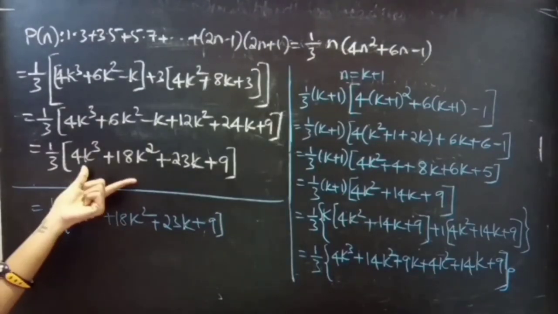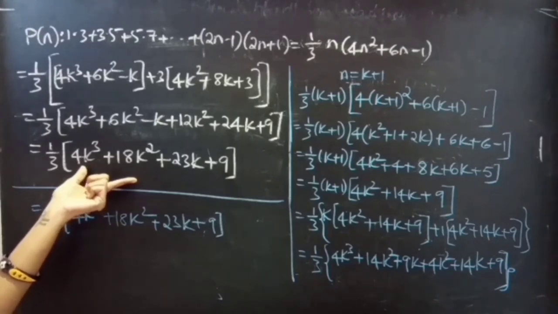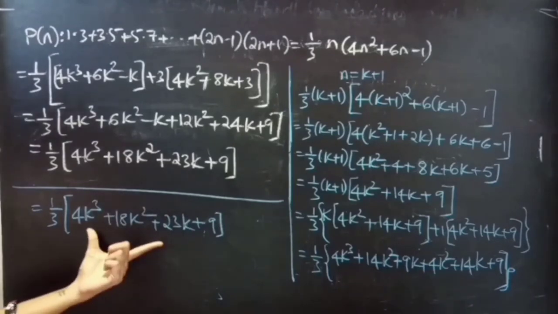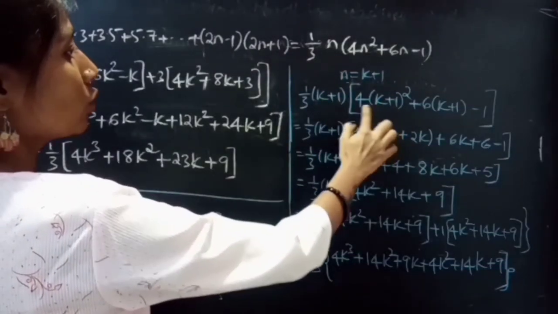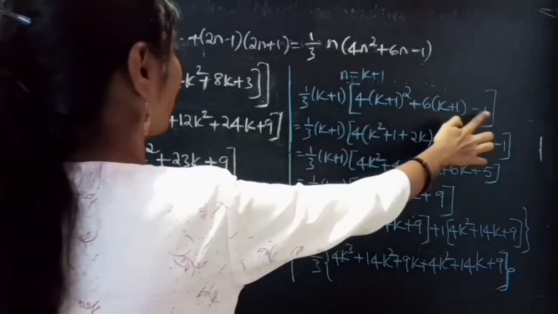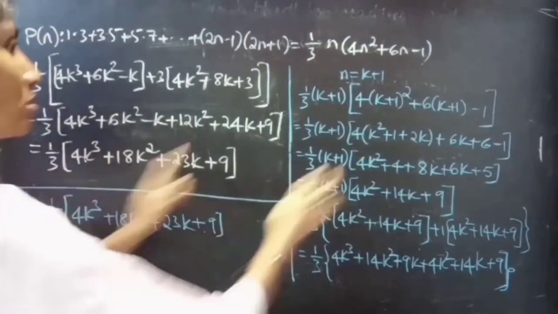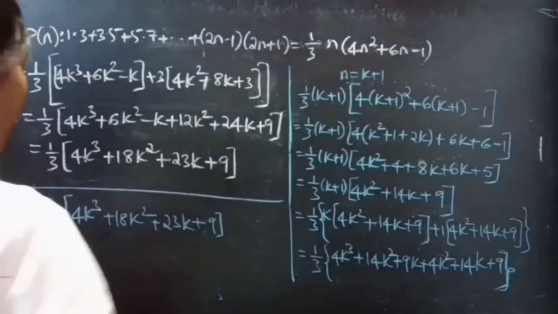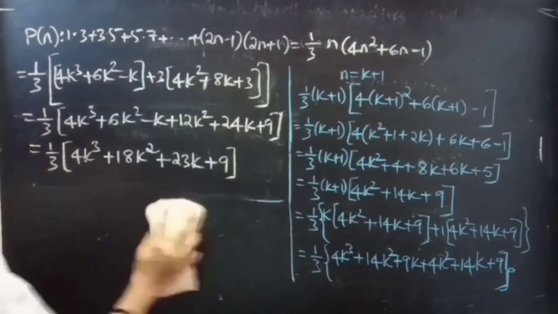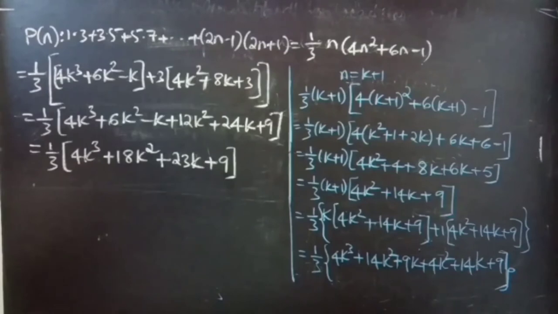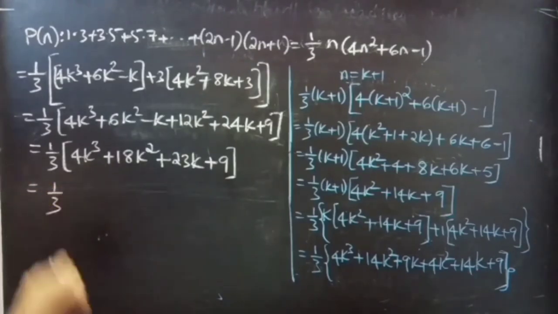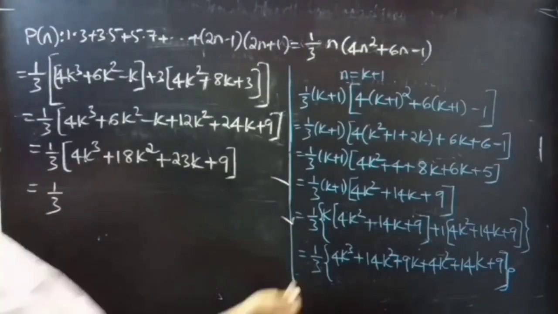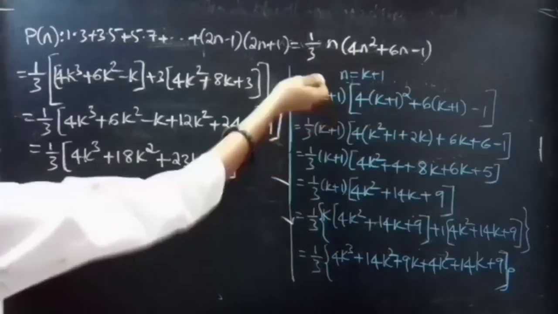So here, in order to get the RHS in terms of k plus 1, we'll simply see that these two are the same, right? That is nothing but 1 by 3 into k plus 1 into 4 into k plus 1 whole square plus 6 into k plus 1 minus 1. You can directly replace this by this, or you can write it in the reverse direction, from the beginning, from backward.